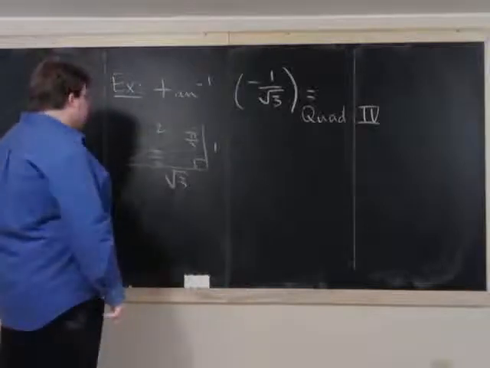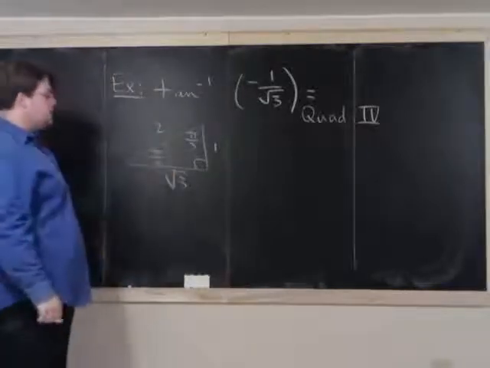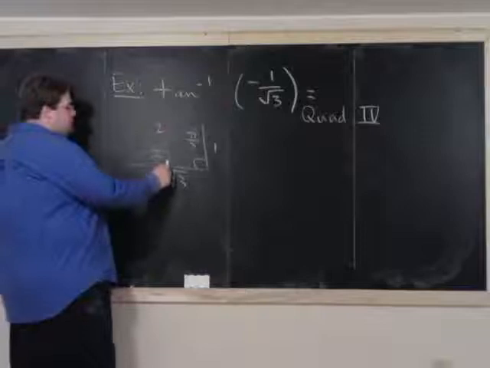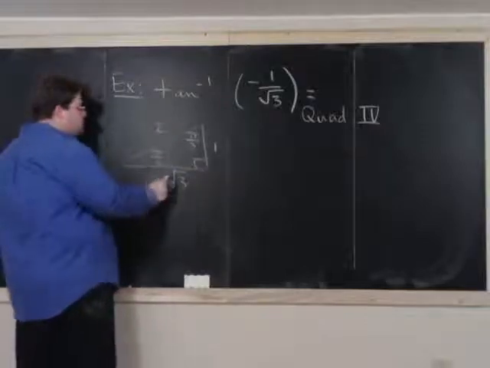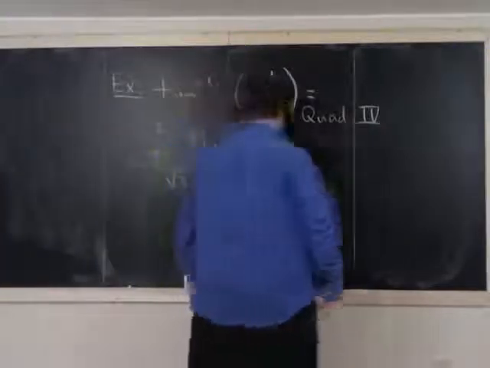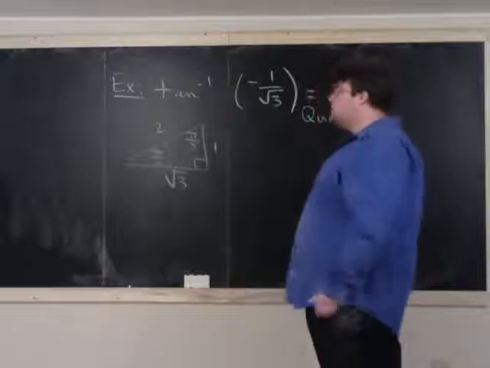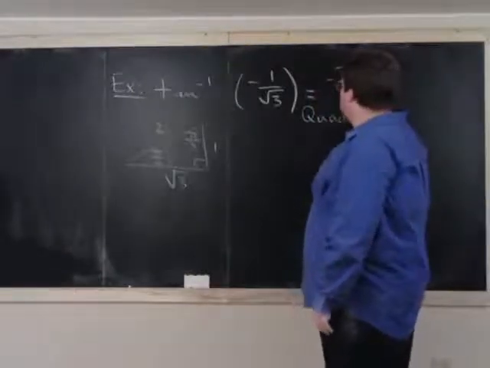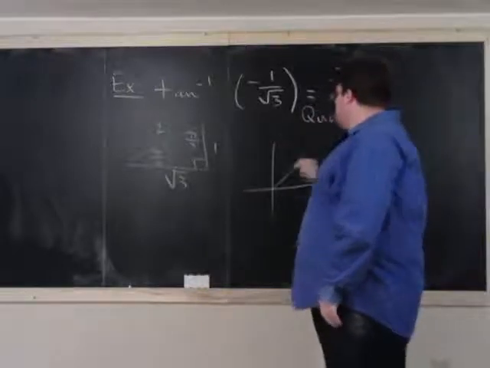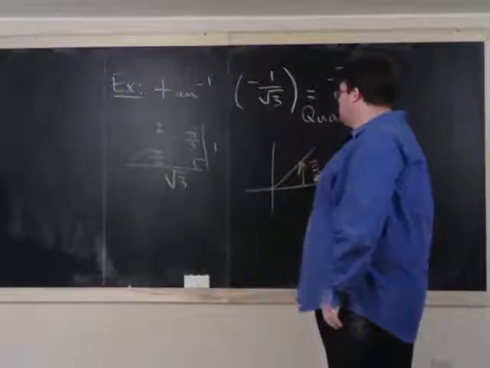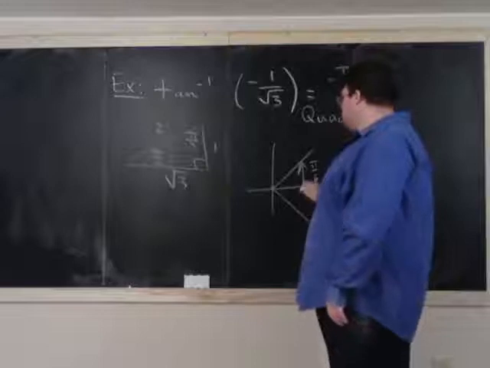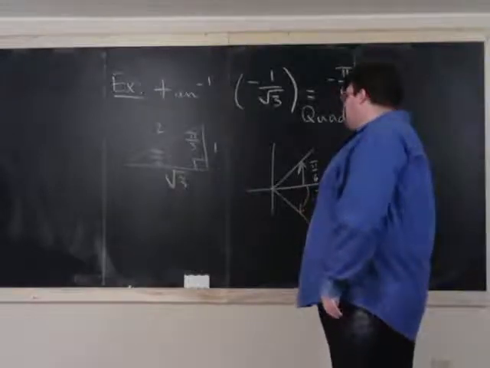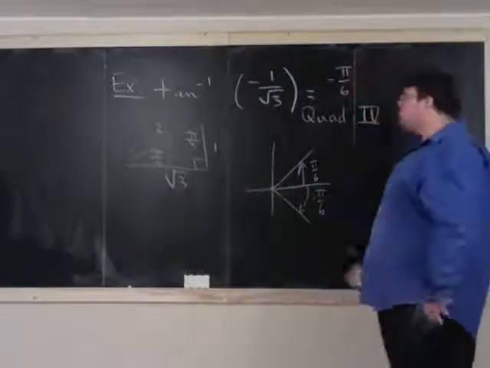So we want opposite to be 1 and adjacent to be root 3. The opposite of pi over 6 is 1, and its adjacent is root 3. So we know this is going to be pi over 6 in the fourth quadrant, which instead of going up pi over 6, we want it in the fourth quadrant, so we'll go down pi over 6, which means the angle is negative pi over 6.